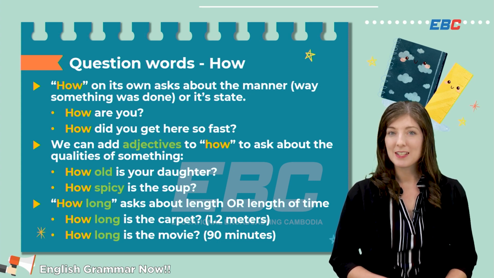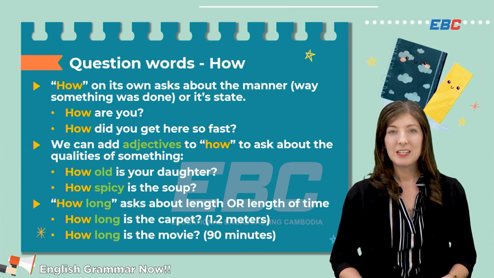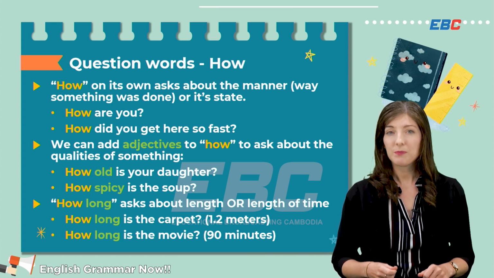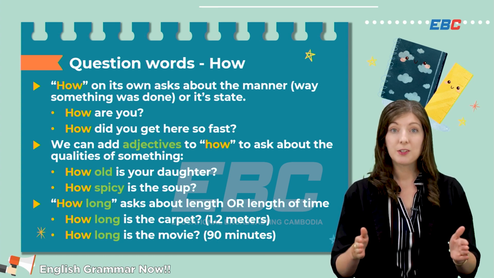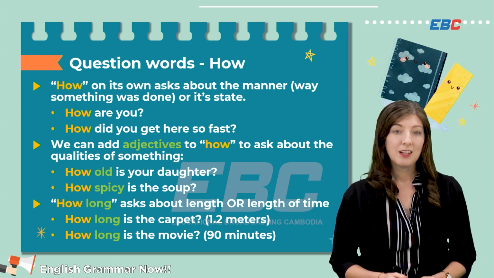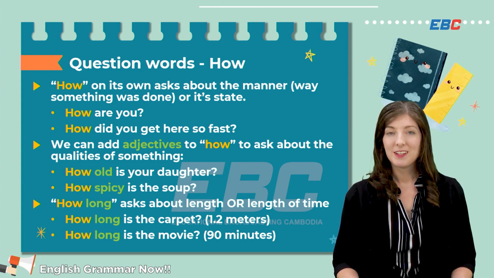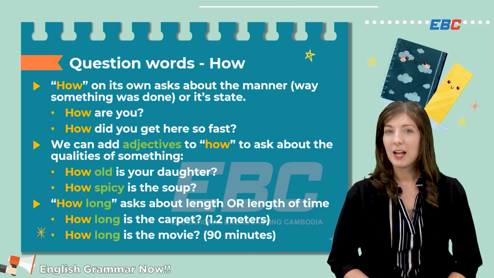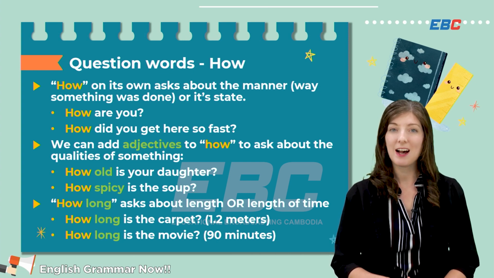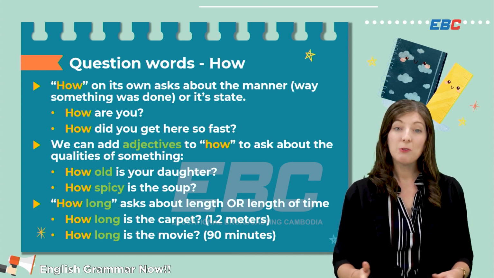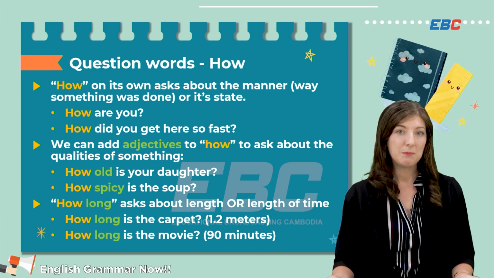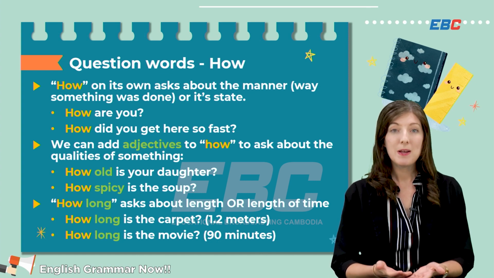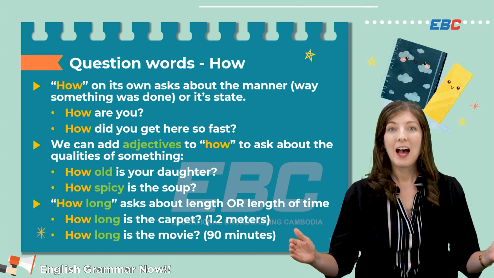We could also ask, how long? Now, there's more than one meaning for this. If we ask, how long, we could be talking about a length you could measure. For example, how long is the carpet? The answer might be 1.2 meters. How long, however, can also be talking about time. For example, how long is the movie? The answer might be 90 minutes. How long can be used to ask about measuring something, but also about how much time.